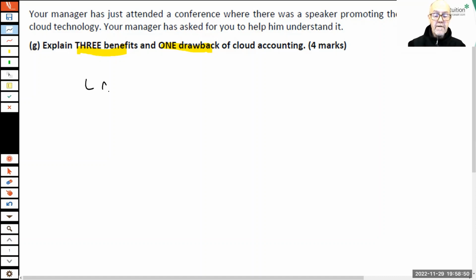Most obvious one is access. You can be sitting on the bus with your phone in your hand and you can get at your company accounts. Woo, amazing. I'm going to say security as a benefit, because although it means your data is in third-party hands, we would hope that they are secure.